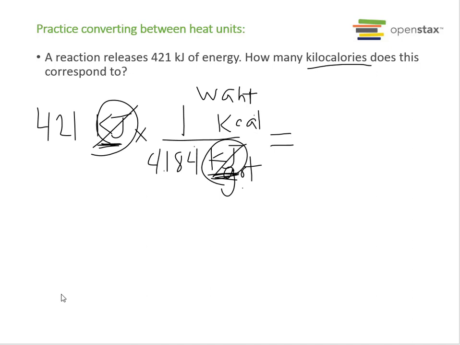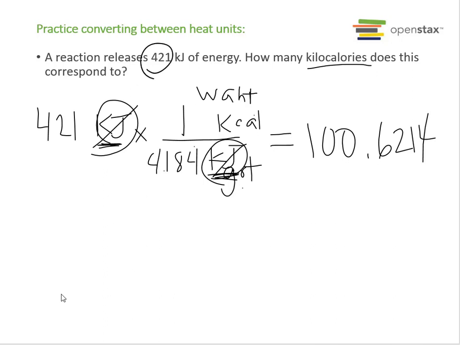So now I just need to get my calculator and do 421 times 1, and then divide it by 4.184 to get, my calculator tells me, 100.6214, and then there's a whole bunch more numbers, but I'm going to stop there, and we need to find out how many significant figures we have.